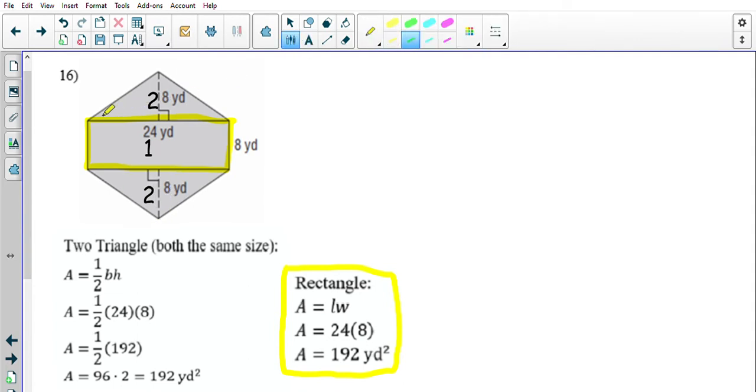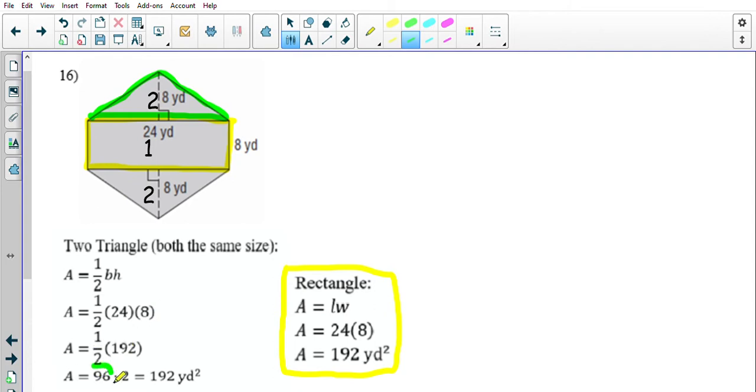I'm going to highlight just one of them in green. Again, we'll find the area of 1 and then just double it. So the formula for the area of a triangle is half times base times height. The base is 24, the height is 8. Half times 24 times 8 gets us half of 192.